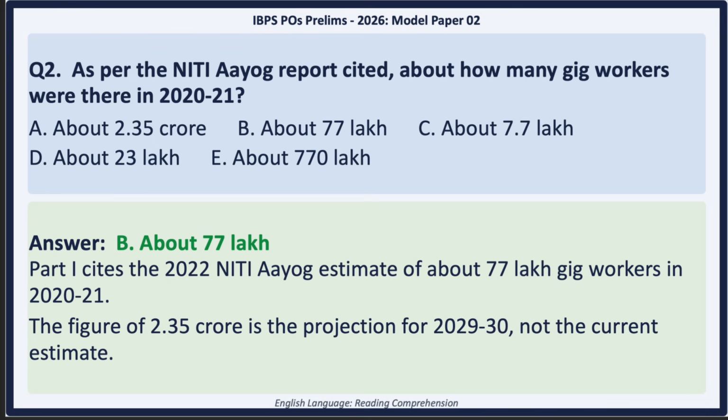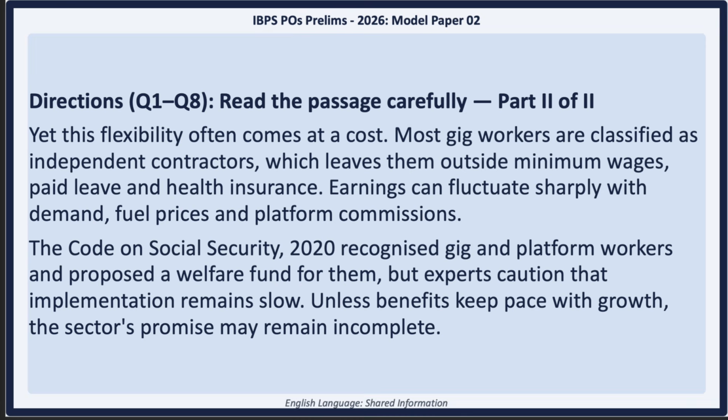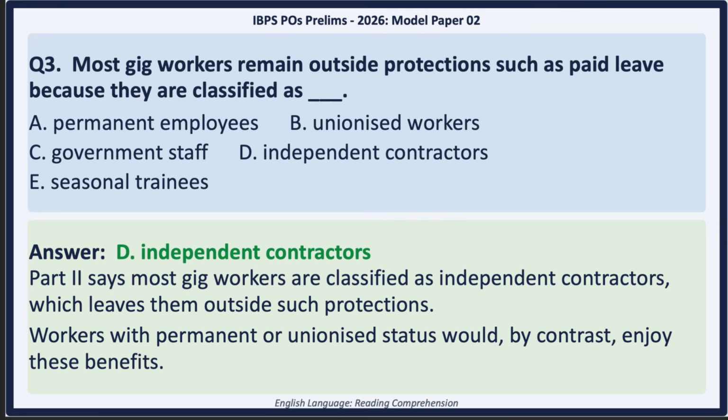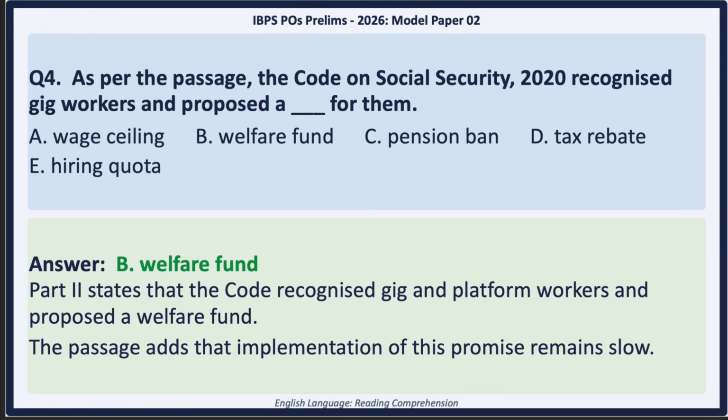Got it. Okay, question 3 tests cause and effect inference. It asks why these workers lack protections like paid leave. The correct choice here is D, independent contractors. The passage directly links their lack of protections to this specific legal employment classification, contrasting them with permanent employees. Right. It's structural causality. Then for question 4, we have detail extraction. It asks what the Code on Social Security 2020 proposed. And again, strict adherence to the text. The correct choice is B, welfare fund. The 2020 Code specifically proposed a welfare fund, even if its implementation is slow. You can't invent other policies.